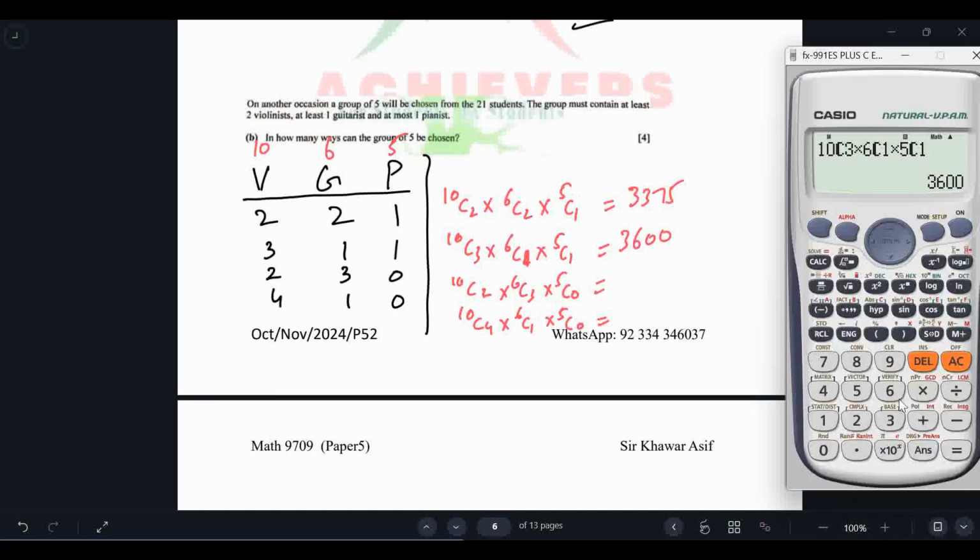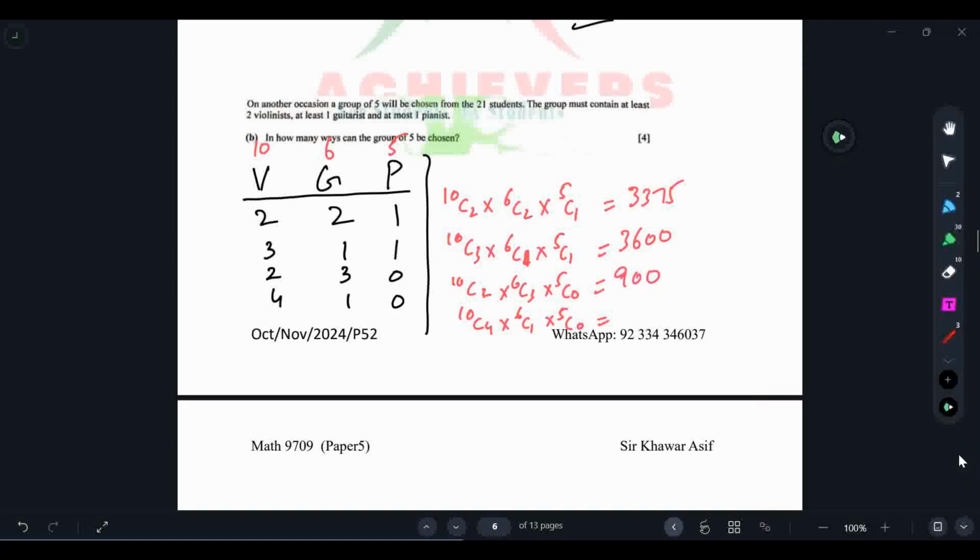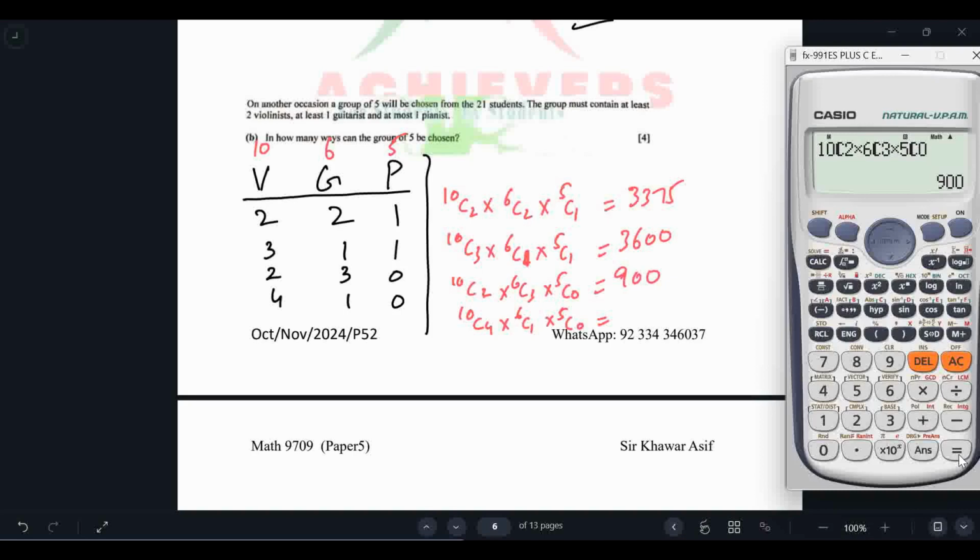Now for the third one we will have 10C0 and 6C3, and then we have 10C2. So this will be equal to 900. Okay, now for the next one, we will have 10C4 multiplied by 6C1 multiplied by 5C0. So this will be equal to 1260.